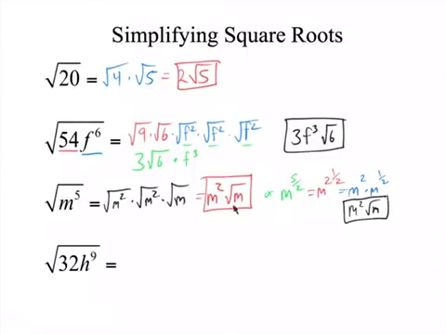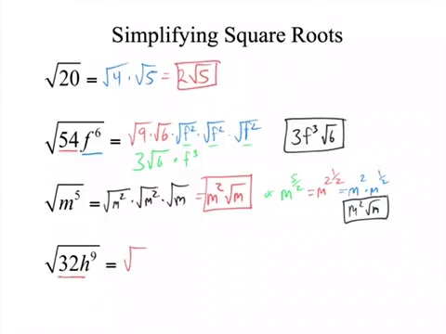So you can do it either way. Just realize you have to take this 2.5 and realize it's m squared times a half root of m. Either way works. So for this last problem, let's first break down 32. So 32 right here. We're going to break that down.